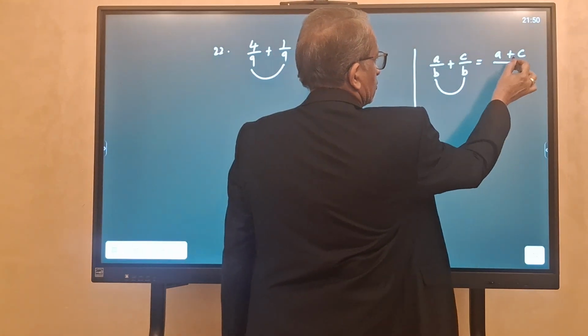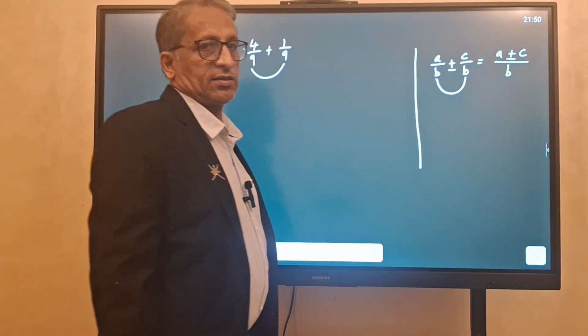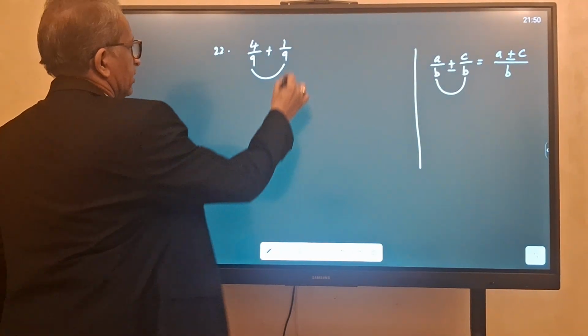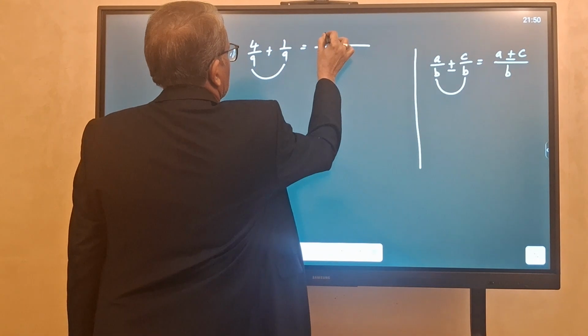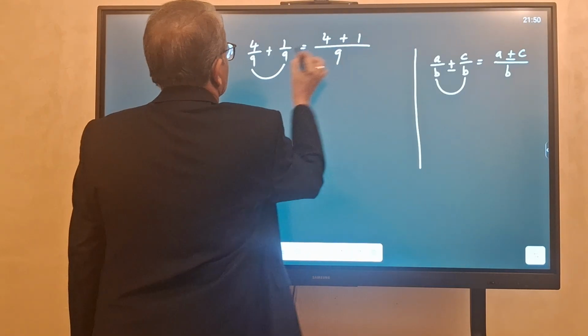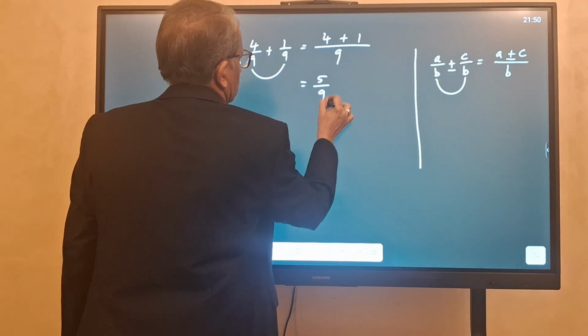If it is plus, you add. If it is minus, you just subtract. So looking at this, we can do 4 plus 1 because it is plus, over 9. So the answer is 5 by 9.